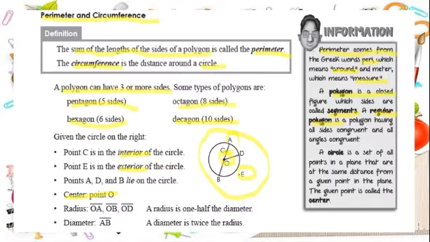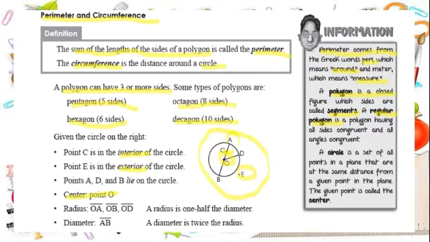Segment OB, then O and B. Next is the radius, segment OD. This is a radius. Right? A radius is 1/2 of the diameter, so katunga-tunga siya.